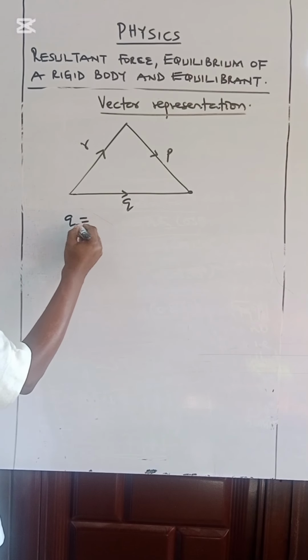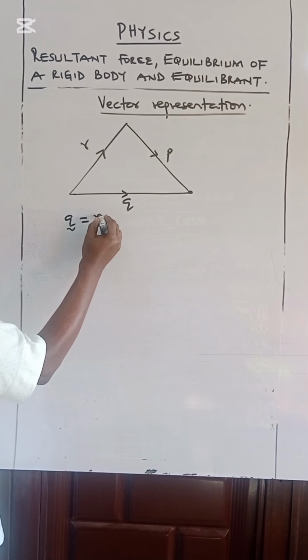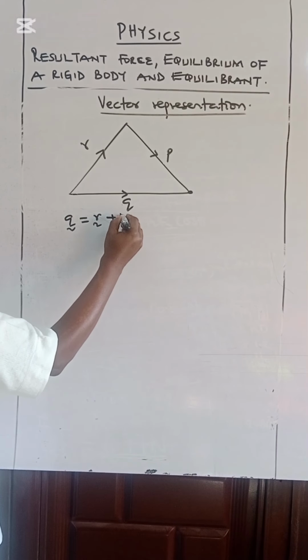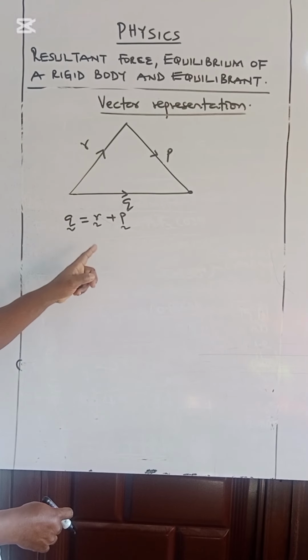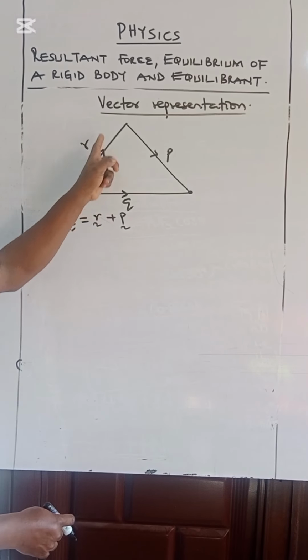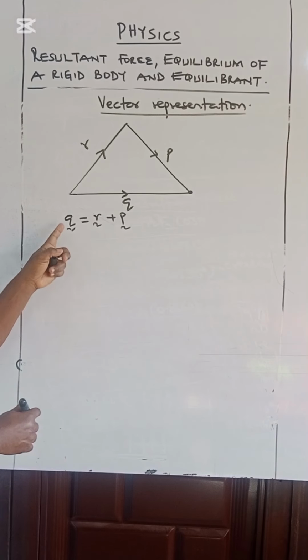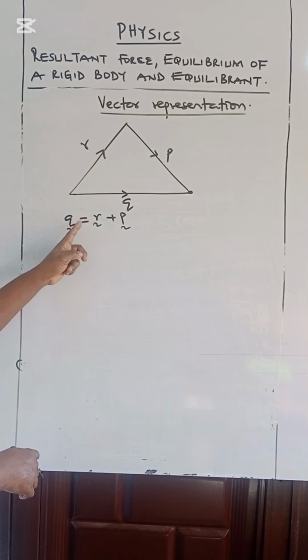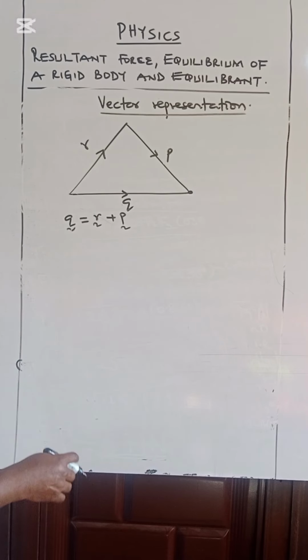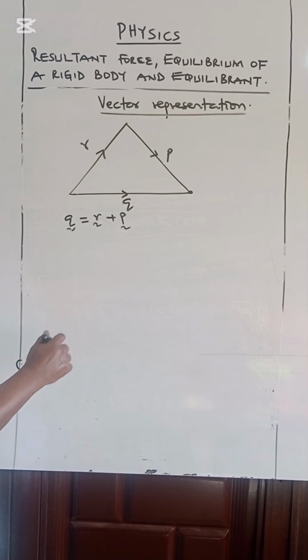You say vector Q is equal to vector R plus vector P. So Q is equal to P plus R, where Q is the resultant vector. That is, Q is the summation of the two. Please take note of that.